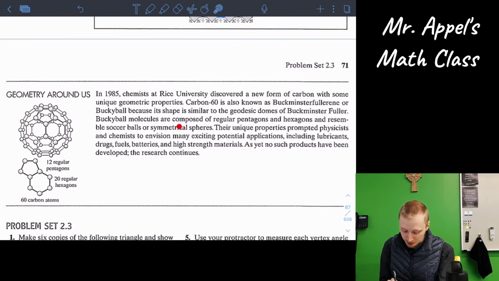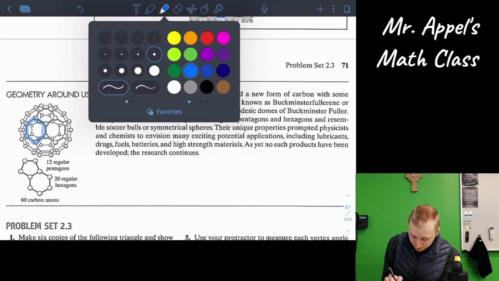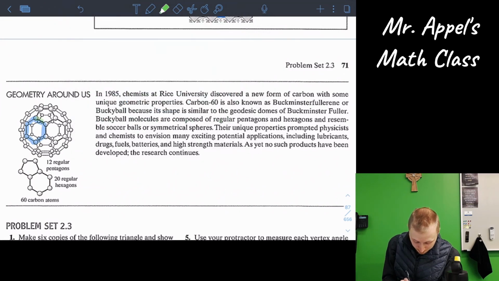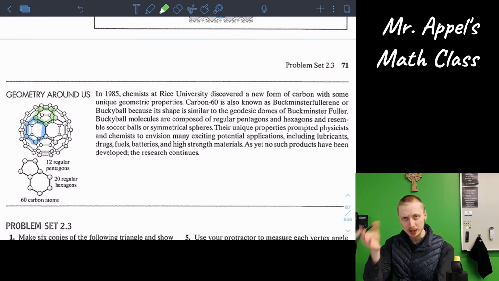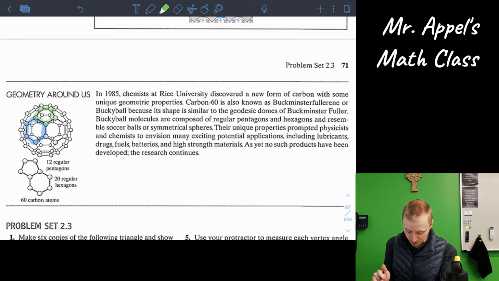Buckyball molecules are composed of regular pentagons and hexagons and resemble soccer balls or symmetrical spheres. It's a little hard to see on this picture because they also include all the ones in the back, but I could highlight a few of them for you. See, there's a hexagon, and here is a pentagon. If I was to color those alternatingly, some white and some black, you would have the classic soccer ball shape.